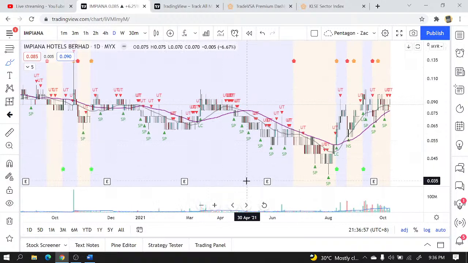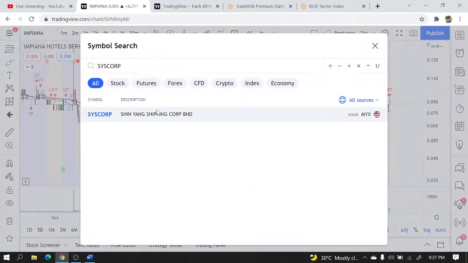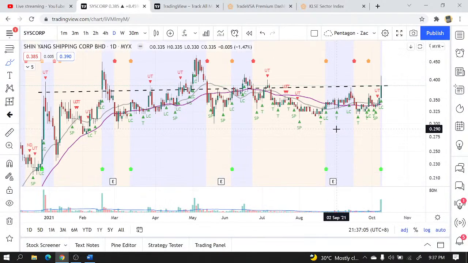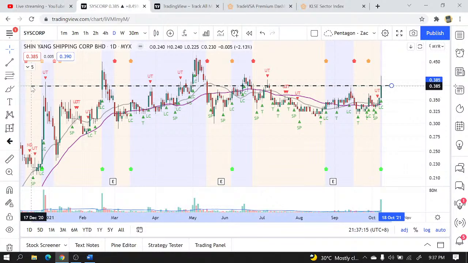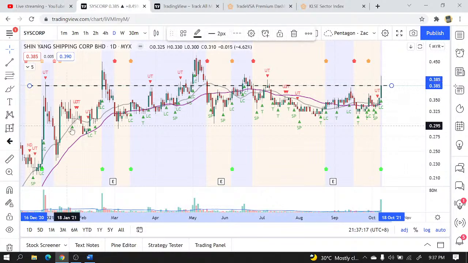Now, there are a few counters that are forming a very nice PP that I think you should pay attention to. Sips Crop. Actually I already entered a little bit, and it seems like it's forming a PP. We've got a resistance right now, just that the closing is below resistance, unfortunately. I can say the closing was slightly disappointing on Friday. I thought it would have a strong closing and make a follow through.